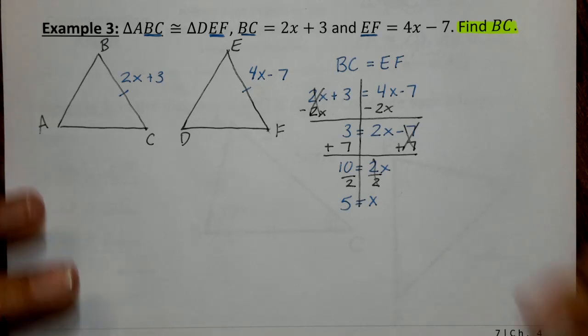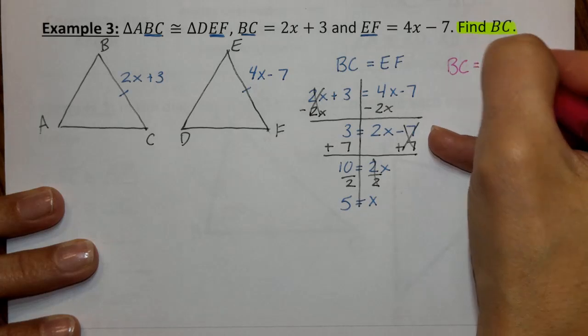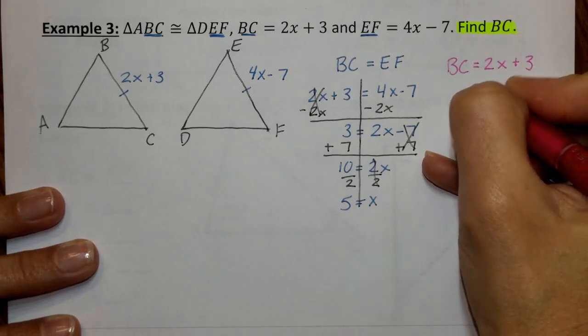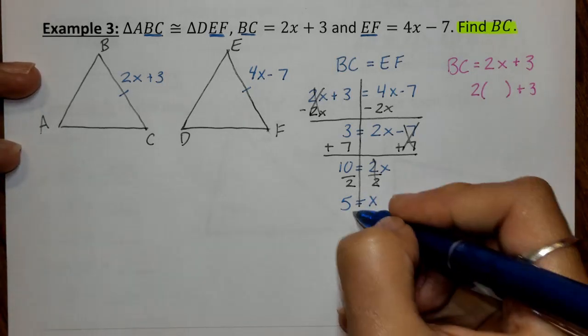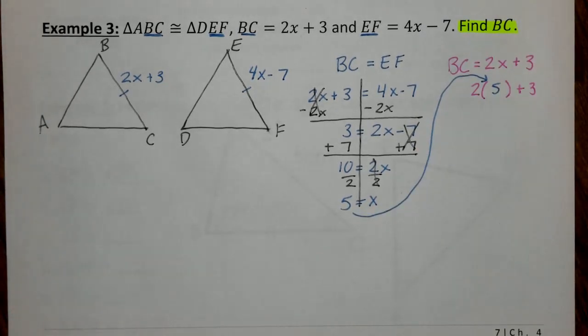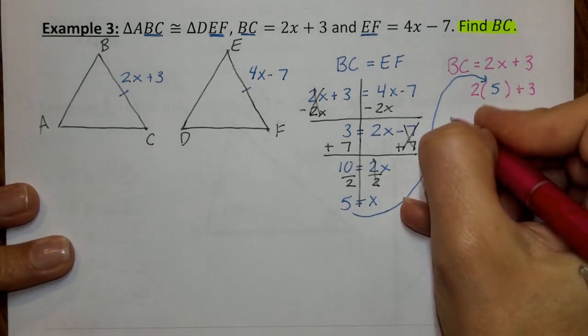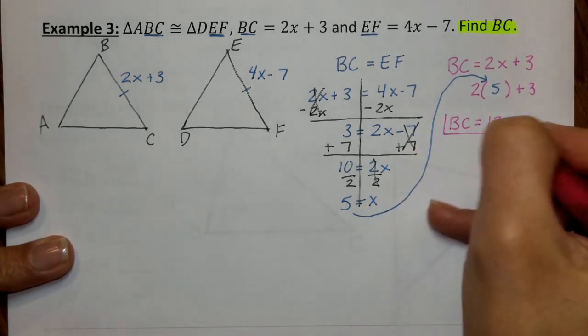So let's plug into BC. With BC, 2x plus 3. Again, we remove x, and we're going to substitute in that 5, what we found x to be. So now all we do is 2 times 5 plus 3. BC comes out to equal 13.